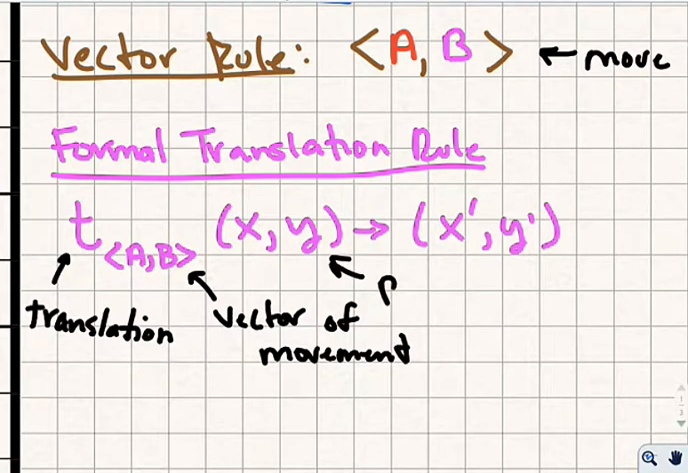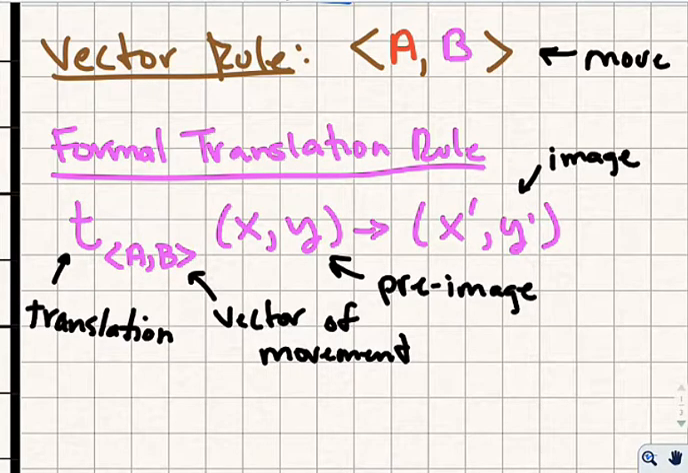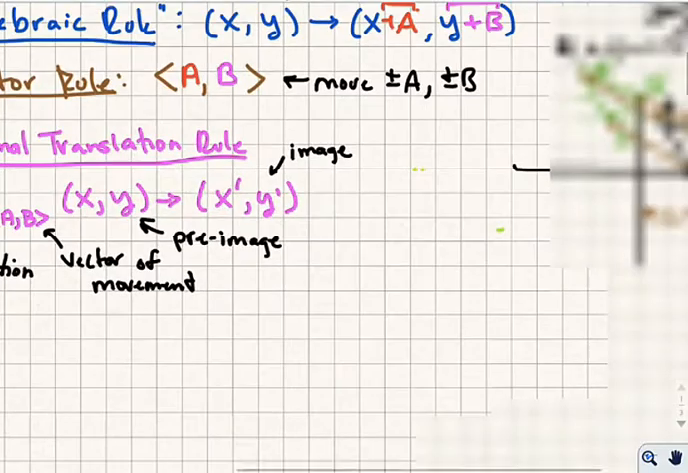This is our preimage. And preimage just means where we were. And that is our image, means where we're going to end up. So the reason this is formal is because it incorporates all the parts. So over on this, we can certainly write it that way.